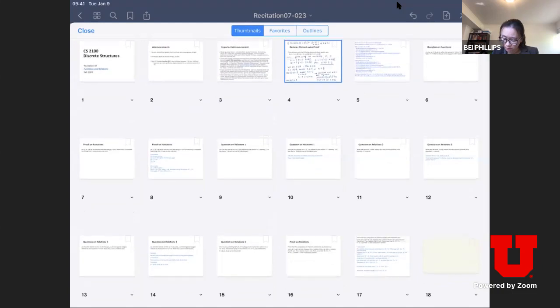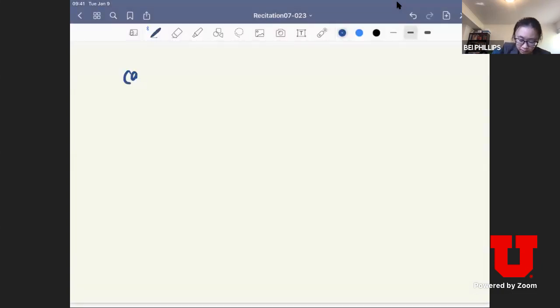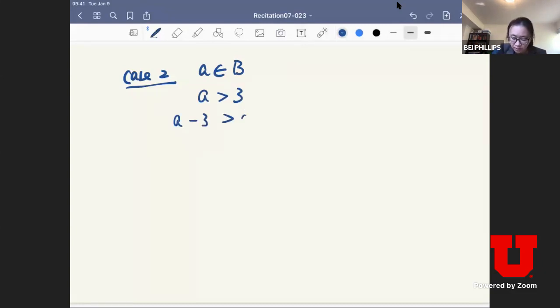Let me add a page for case B. The second case. In this case, A is part of B. So what does that mean? That means by definition, A is bigger than 3. So now what I can do is subtract 3 from both sides. So A minus 3 is bigger than 0. I can also add 3 on both sides. So I have A plus 3 is bigger than 3, which is bigger than 0.